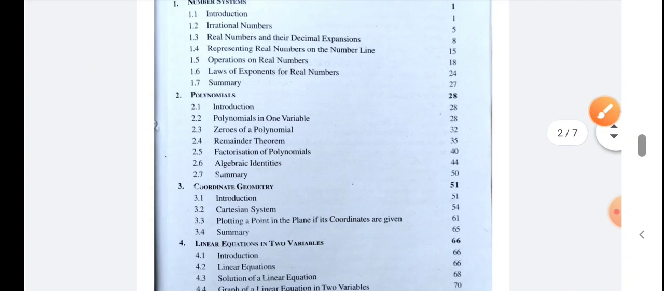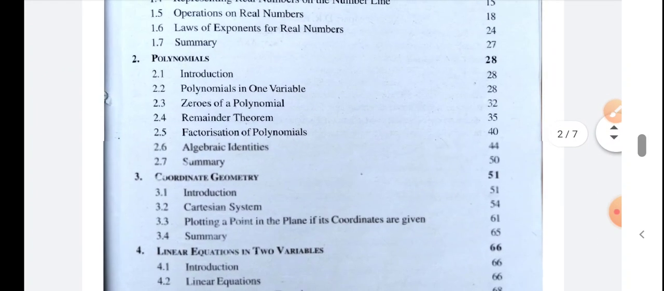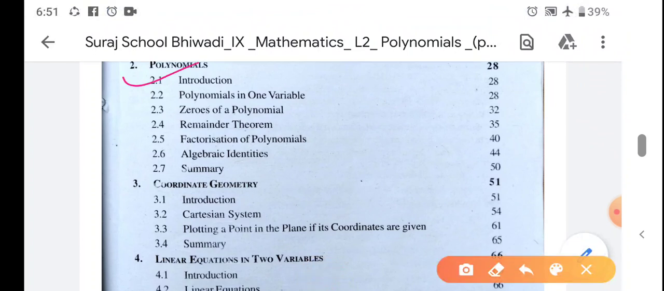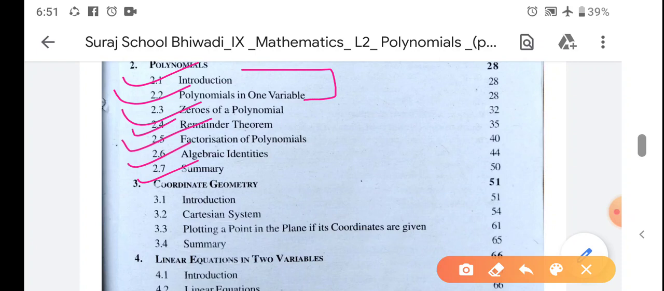So in your book you have seen that in chapter number 2 we have the following learning objectives. What we have to study in this chapter: introduction, then polynomials in one variable, then zeros of polynomial, then remainder theorem, then factorization of polynomials, and second last algebraic identities, and at last summary. So today we are going to discuss the first two topics, that is introduction and polynomials in one variable.